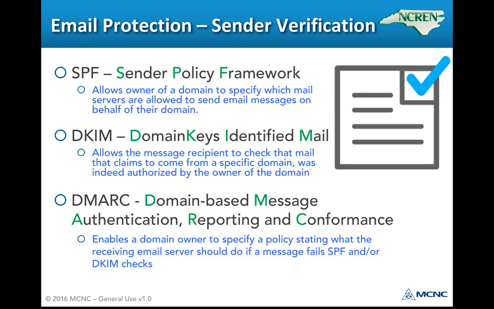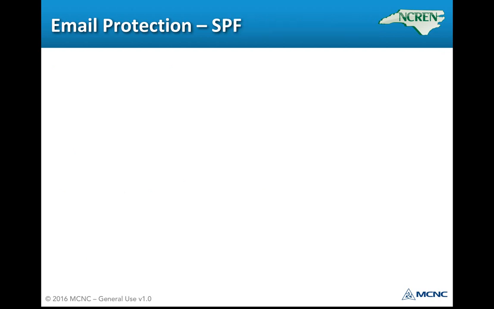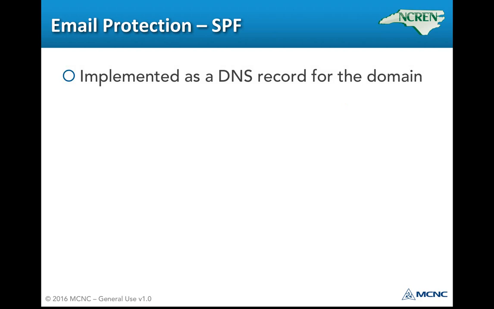SPF is actually implemented as a DNS record for the domain. And you can think of this as a reverse MX record. MX records are DNS records that, if I want to send a message to a particular domain, allow me to look up that domain and figure out what is the mail server that I should actually connect to send that message. So this is kind of the reverse of that. Instead of checking what are the servers that I need to send to, it allows me to check in DNS what are the servers that are allowed to send on behalf of a specific domain.